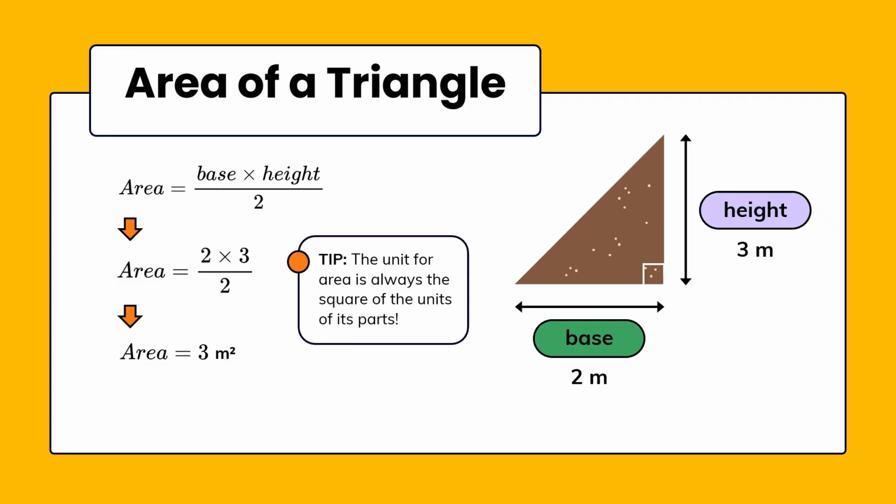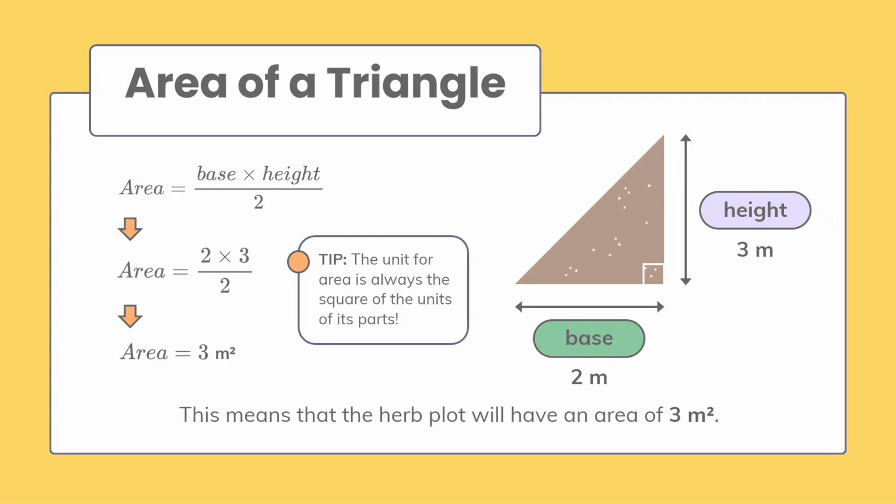Remember, the unit for area is always the square of the units of its parts. So here we use meters, so our unit of measurement is square meters. So this means that the herb plot will have an area of 3 square meters.